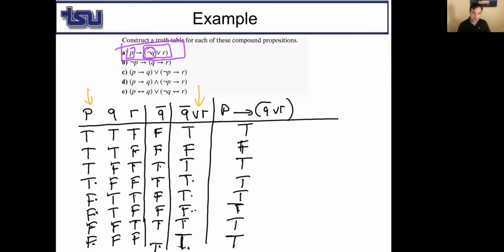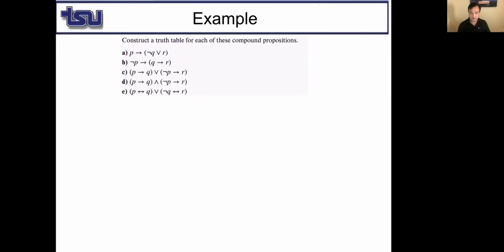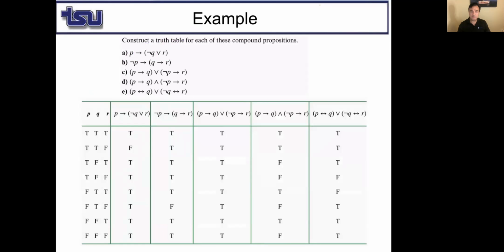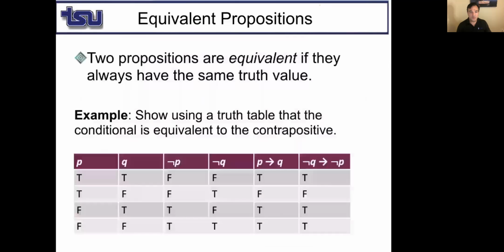I'd like you to do the rest by yourself, but I'm going to give you the answers. What does equivalent proposition mean? This is very important. Two propositions are equivalent if they always have the same truth value. What does that mean? If you construct a truth table for two propositions, for example, here I have one compound proposition, and another compound proposition right there.